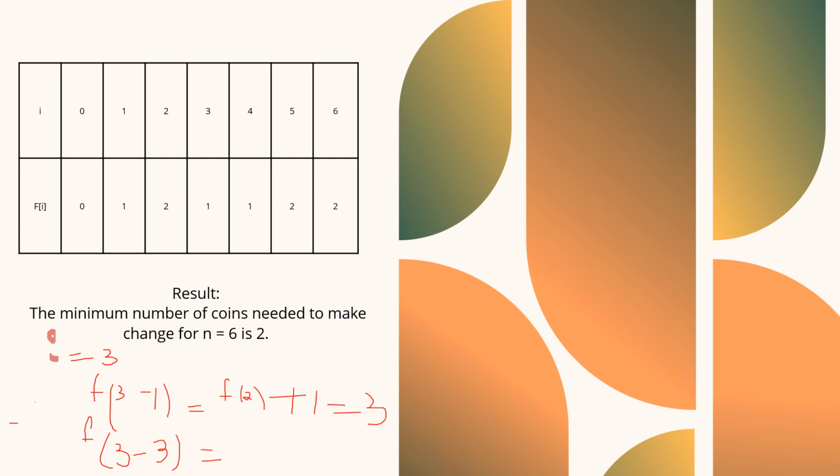So what is f of 0? f of 0 plus 1 you are supposed to compute. Okay, so f of 0 is 0. So 0 plus 1 is 1. So that should be updated over here. So now among these, which is the minimum value? 1 is the minimum value, and that you will be taking into consideration.